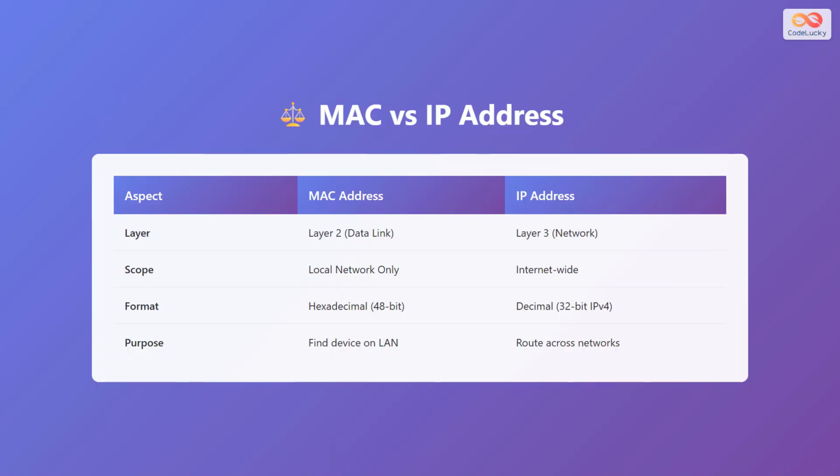It is important to understand the difference between MAC addresses and IP addresses. MAC addresses operate at Layer 2, the data link layer, while IP addresses work at Layer 3, the network layer. MAC addresses work only within local networks, but IP addresses enable communication across the entire internet. MAC addresses use hexadecimal format with 48 bits, while IP addresses use decimal format with 32 bits for IP version 4. MAC addresses help find devices on your local area network, but IP addresses handle routing across networks.